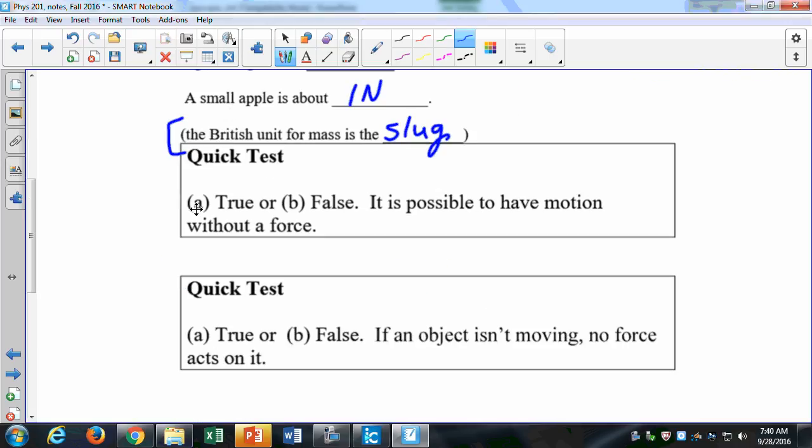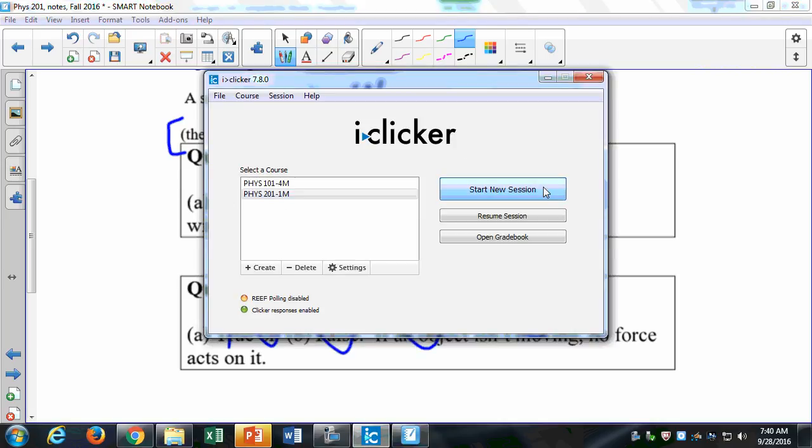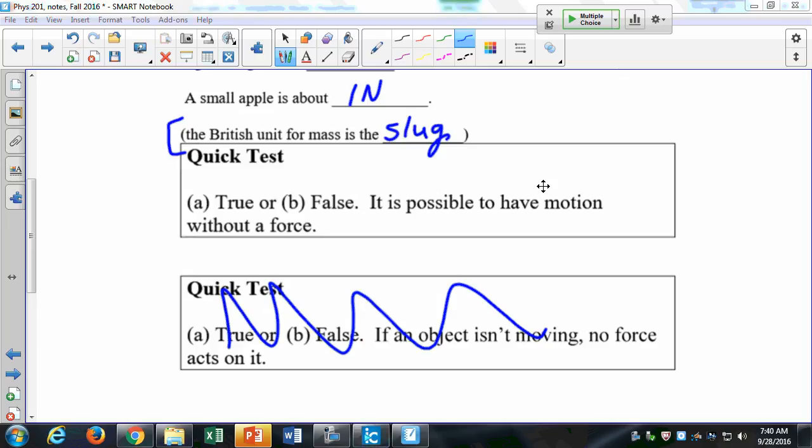Let's try this quick test. We're not going to do this one, but let's try this other one. All right, true or false? It is possible to have motion without a force. So this statement is saying that you can have no forces acting on the object and it can still be in motion. Is that a true or is that a false statement?